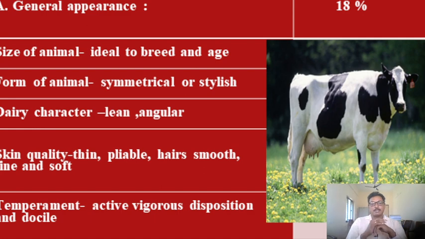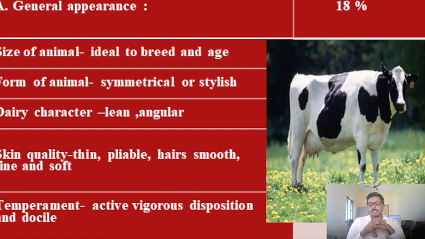Then the form of the animal: is it symmetrical and stylish? It should be symmetrical and stylish. Whenever we see that animal, it should be a stylish one only. It should not be an ugly animal. That one also we have to consider. And the dairy character: it should be lean and angular. It should be that type of character.